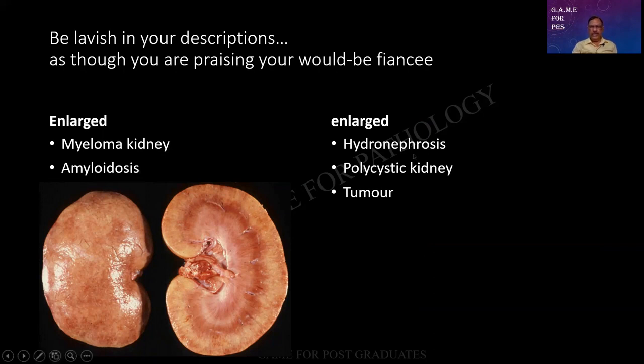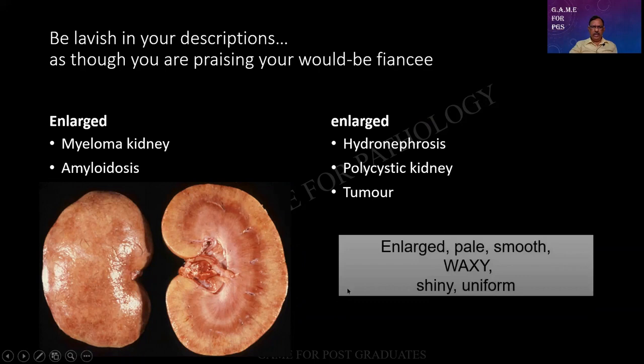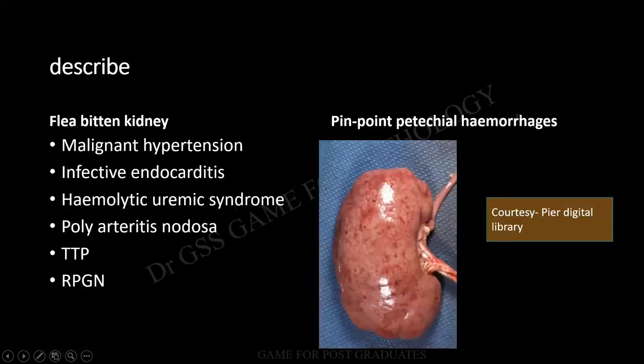And coming to the enlarged kidney, it can be bulging because of hydronephrosis. It can be a polycystic kidney. An adult polycystic will be having a bosselated appearance, whereas an infantile will be having radial cysts, not difficult to make out when it is cut, but the external surface can be uniform. Tumor, these are all the things that you people will have to remember. So this is a description of an amyloid kidney. Waxy can be a word. Pale, smooth, shiny, etc.